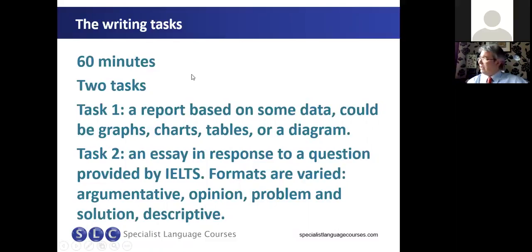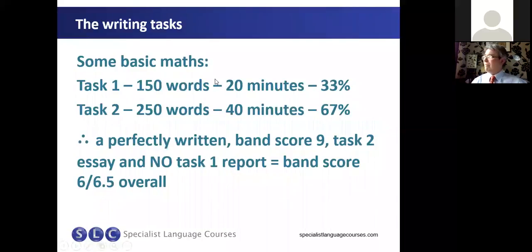So 2 tasks. Always remember there are 2, because let's do some basic maths. Those of you who saw a post on the Facebook page will be familiar with this little thing. Task 1, 150 words as a minimum, 20 minutes, 33%. Now the 150 words minimum is just a guideline. You need to be above that, but you don't have to write 300 words. Somewhere above it is fine, but not double.